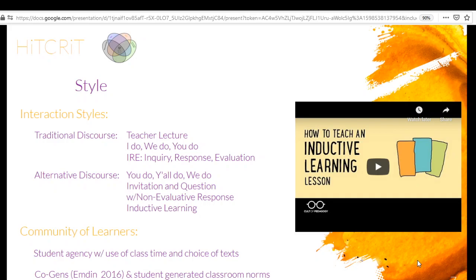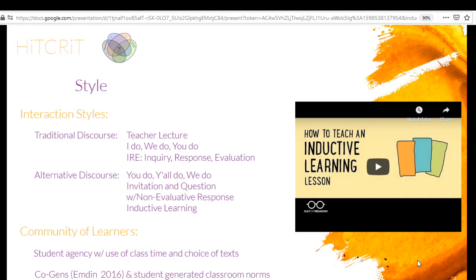Now, sometimes it's an authentic way in some families for children to interact with their parents, but in other cultures it is not a common way for parents and children to interact, but it is very common in schools. So that's what we mean when we talk about interaction styles. There are alternative ways to frame or to organize classroom discourse, okay? Instead of I do, we do, you do, try you do, y'all do, we do. Okay, so when we come together, you've already tried it on your own.